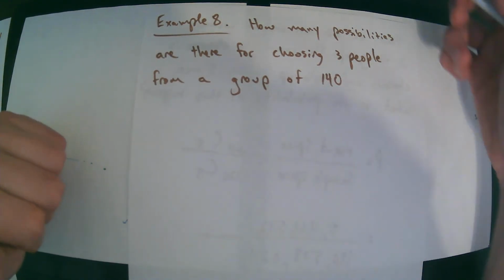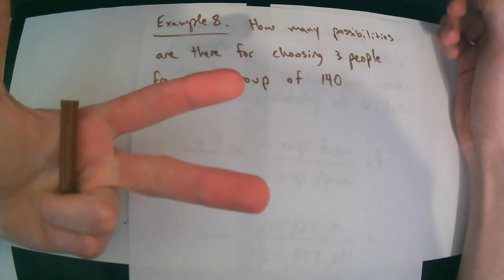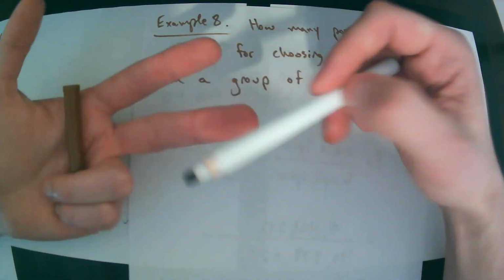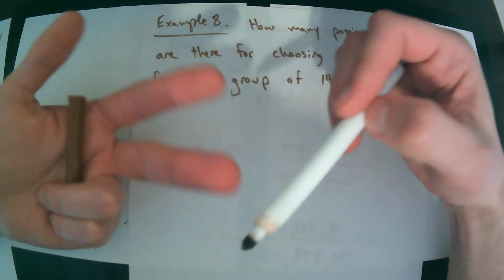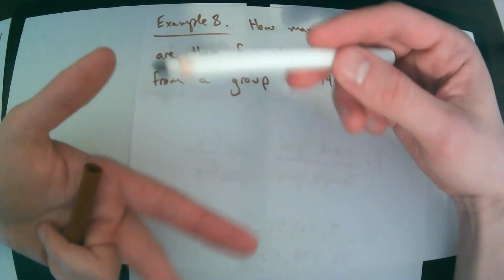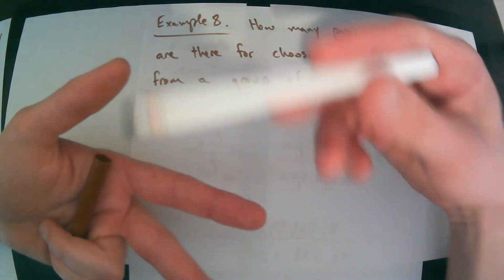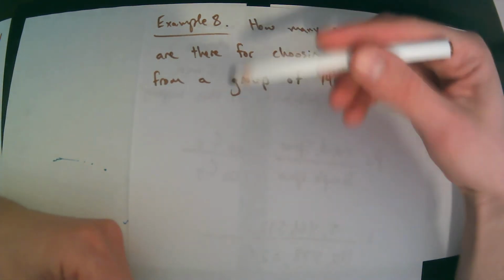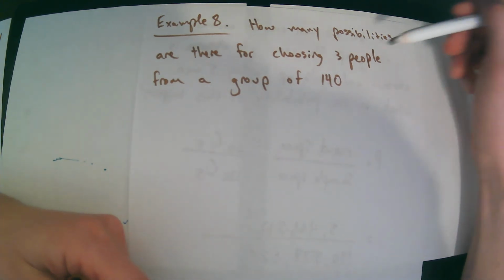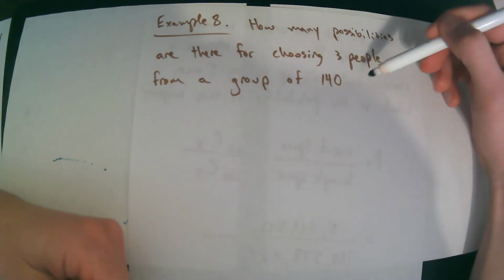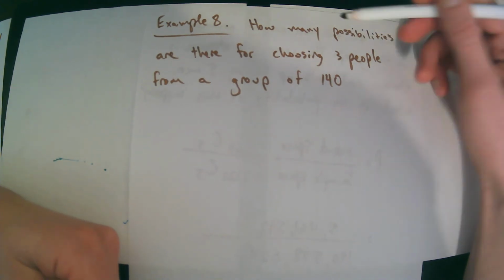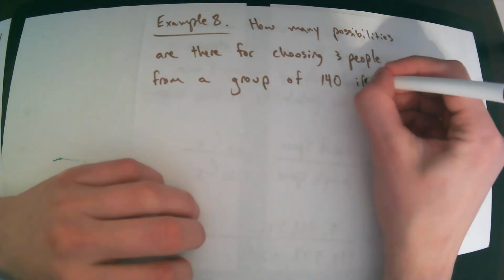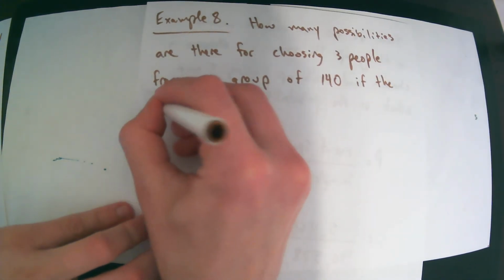Because if I have Jeff, John, and Daryl, there's a bunch of different arrangements for having those 3 in my choice, right? Could be first, second, third, or second, first, third, or third, first, second, or first, third, second. Anyways, different arrangements. So what I need to do when I reword this is make sure it's noted that these are ranked positions. As I've written it right now, that's not implied. So I need to add something here. How many possibilities are there for choosing 3 people from a group of 140 if the positions are ranked?